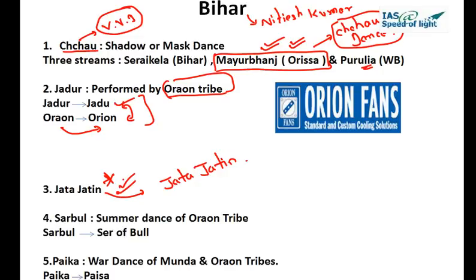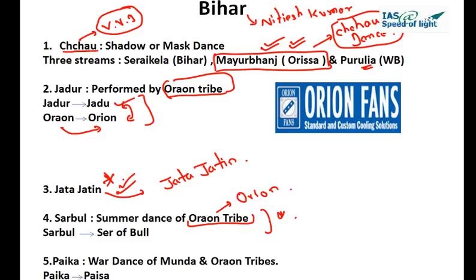Fourth dance is Sarhul. And it is the summer dance of the same Oraon tribe. Oraon, image of Orion fans. Sar Bull is Sar of Bull. Sar is a Hindi word for head. So head of the bull. So you can see the head of the bull, it is made up of Orion fan. Okay. Sar Bull is a tribal summer dance of the Oraon tribe.